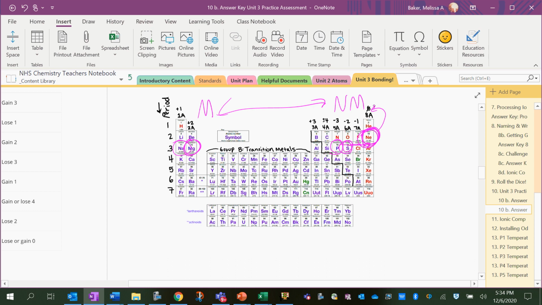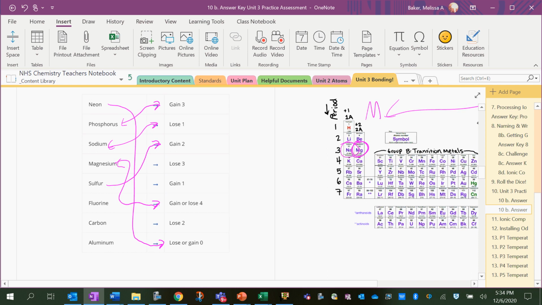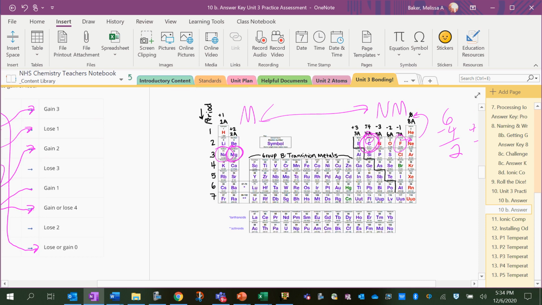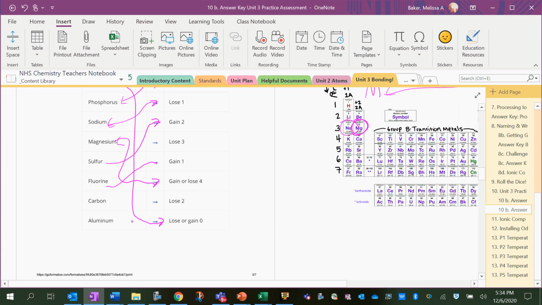Fluorine is, this is kind of getting messy, it's only 1 away from neon, so it would like to gain 1. Carbon is right in the middle, number 6. It could either lose 4 to be like helium, or it could gain 4 to be like number 10, neon. So it would like to gain or lose 4.